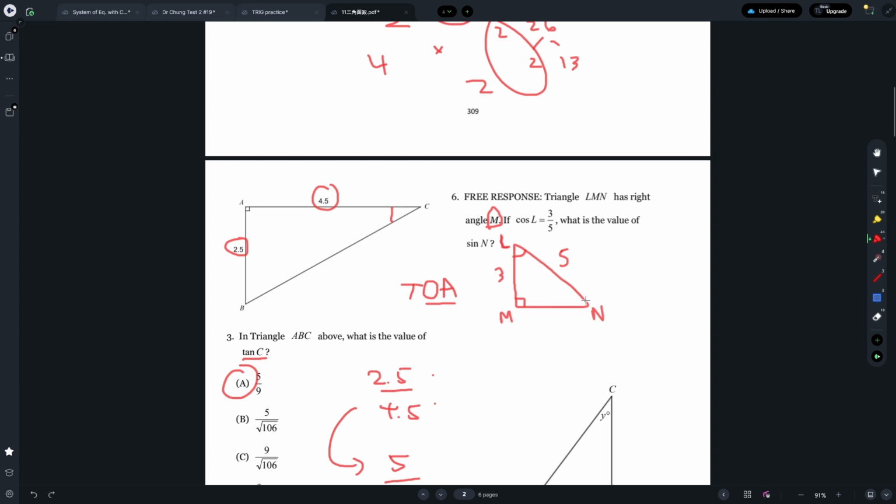However, that is not actually necessary because this question is asking what is the value of sine N. Sine N only cares about opposite over hypotenuse, right? So it only cares about 3 over 5. So the answer is 3 over 5.